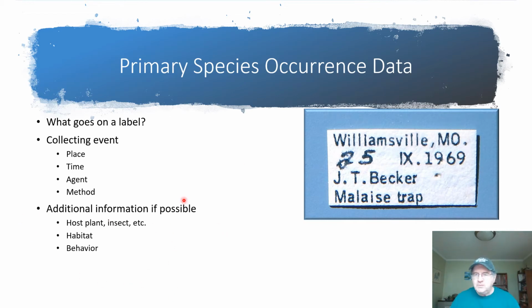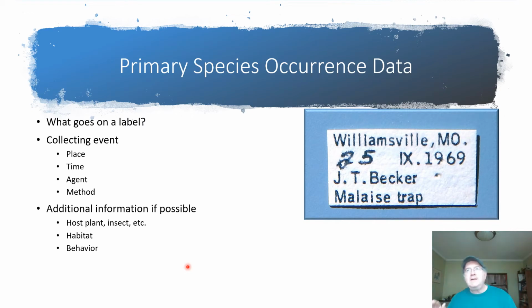Now, there's a whole slew of additional information that you could include besides this real core, what I consider the real core here. If you collect specimens that are feeding on a host plant, or are mating on a particular plant, or were reared from an insect host, or any of those kinds of biological factors that you observe at the time of collection, it's very valuable to include that on the label if you can.